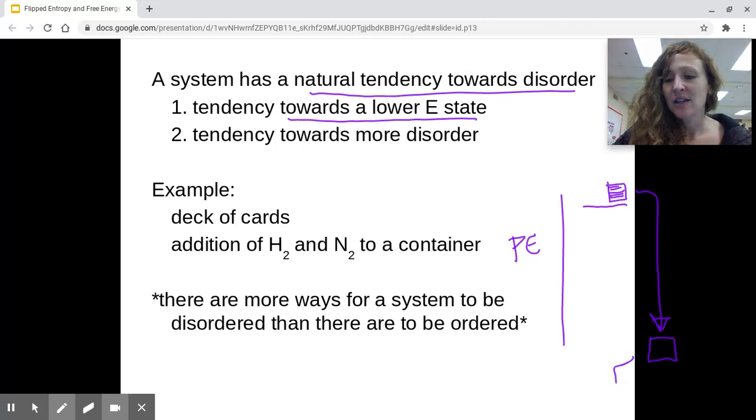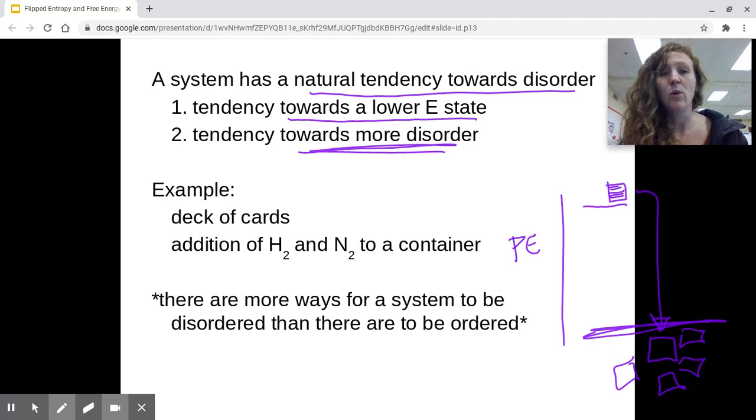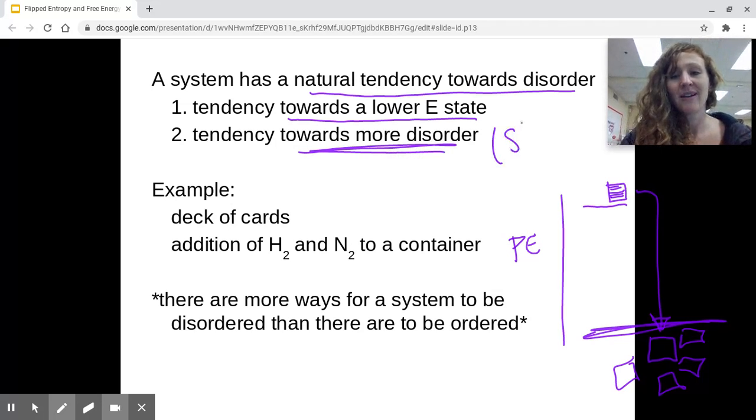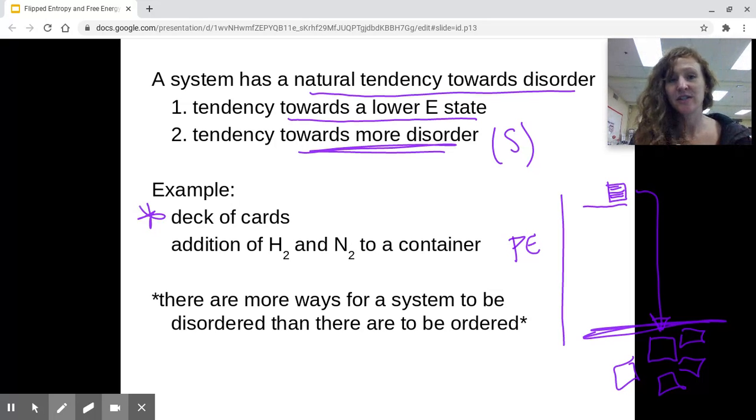Those cards on the floor, laying all around, all disordered, that's a much lower potential energy state. So systems have a tendency towards lower energy states. They have a tendency towards more disorder or more entropy. We talked about this in terms of a deck of cards. It's easy for us to visualize. We talked about this in terms of adding gas to a container. Harder for us to visualize, but we can see the exponential increase of probability through that system.